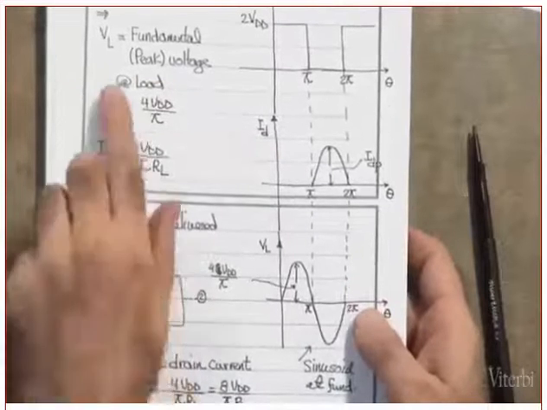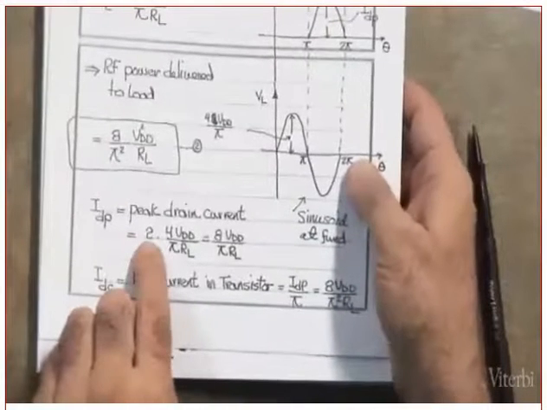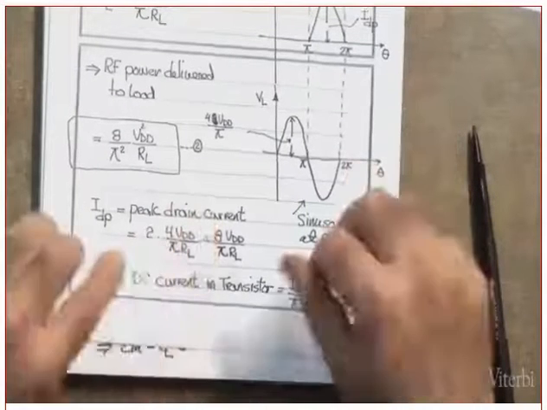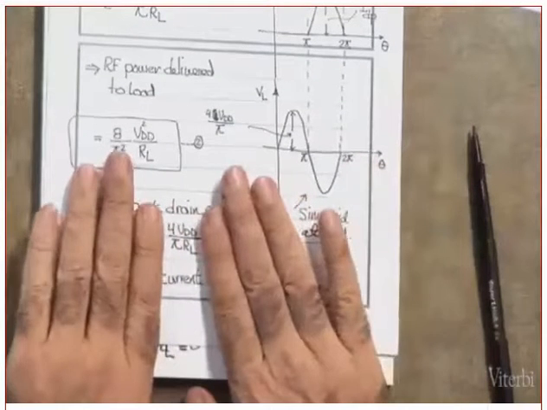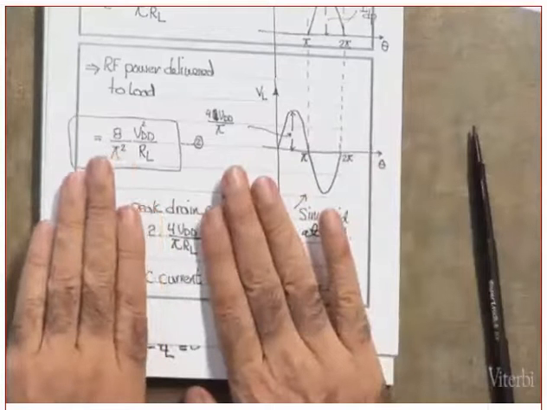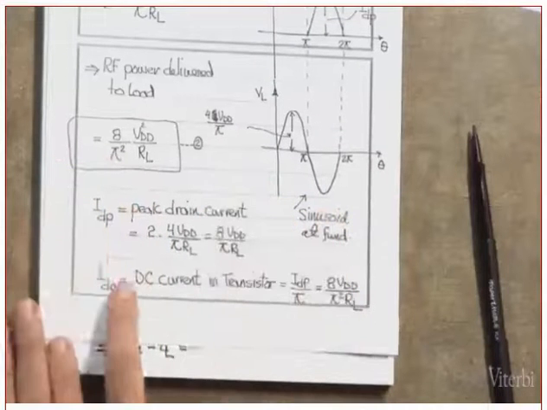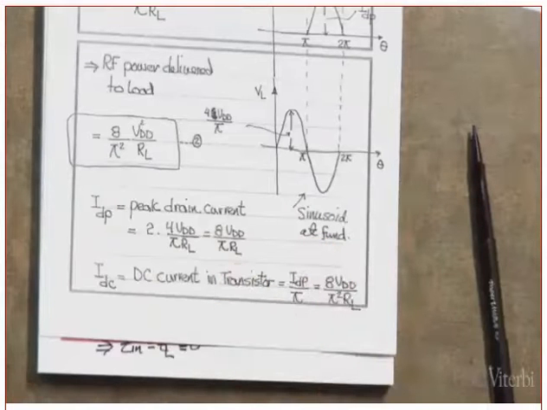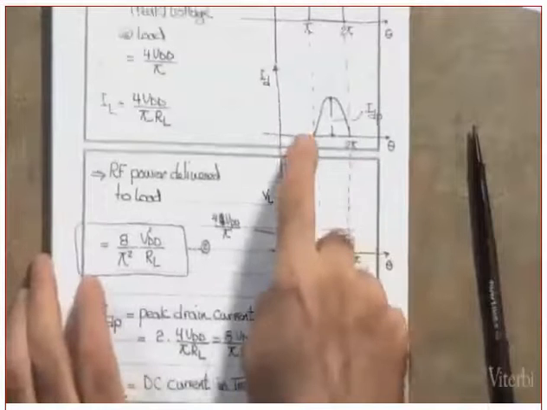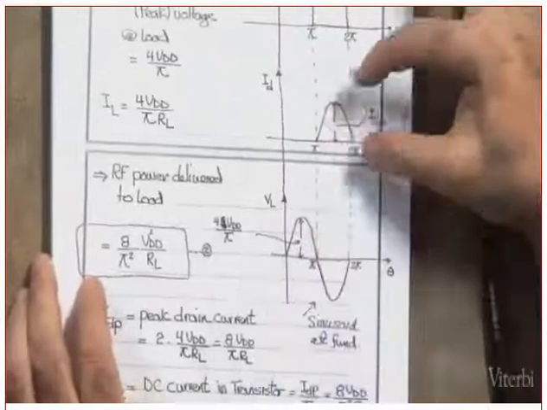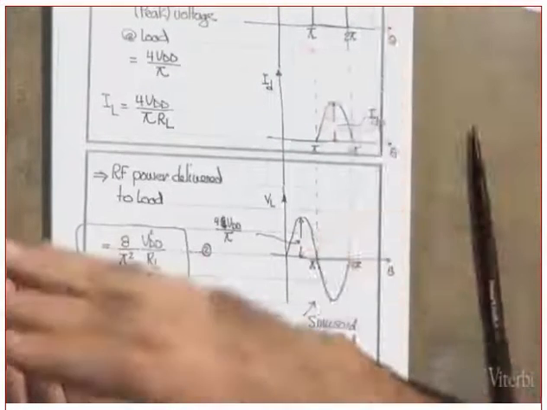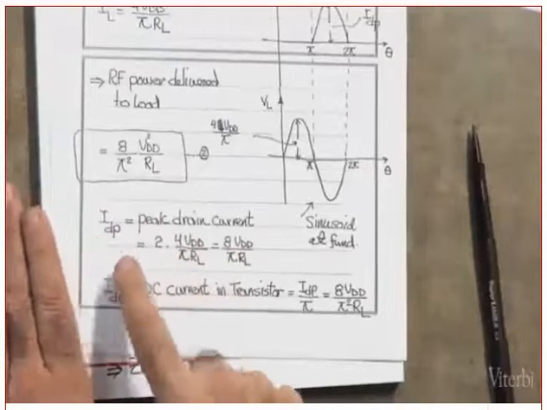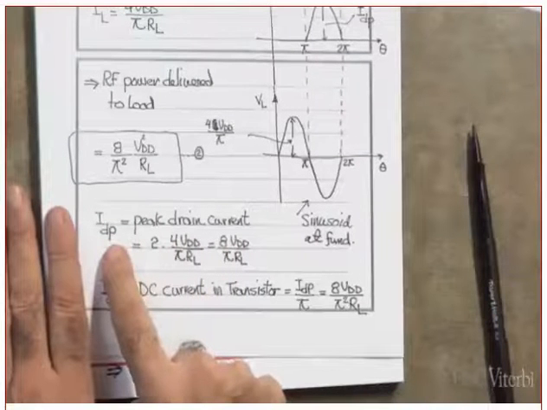Now, one more time. Where did the 2 come from? Here, sorry, this 2. This is the peak drain current. This one is the fundamental current. If you multiply by 2, you get the IDP. What is the DC? In a waveform like this, it's IDP over pi. And the IDP is the one that you just got, and you divide it by pi.